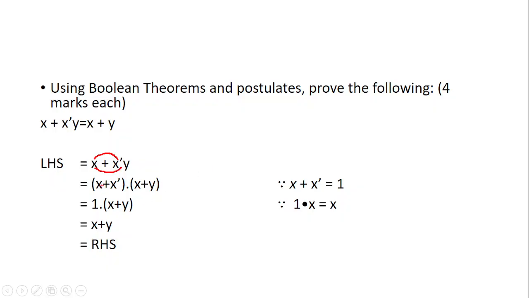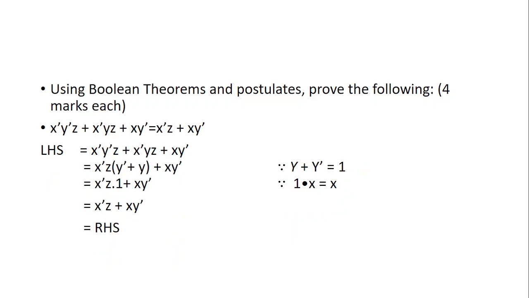Okay, so x plus x bar, and x plus y. What is x plus x bar? You already know. x plus x bar, the inversion, is always 1. 1 into x is the same. 1 into anything for that matter is the same. So you take 1. What is remaining? xy. 1 into anything is the same. So what you get is x plus y. What is this after all? This is the right hand side, and you have just proved it.